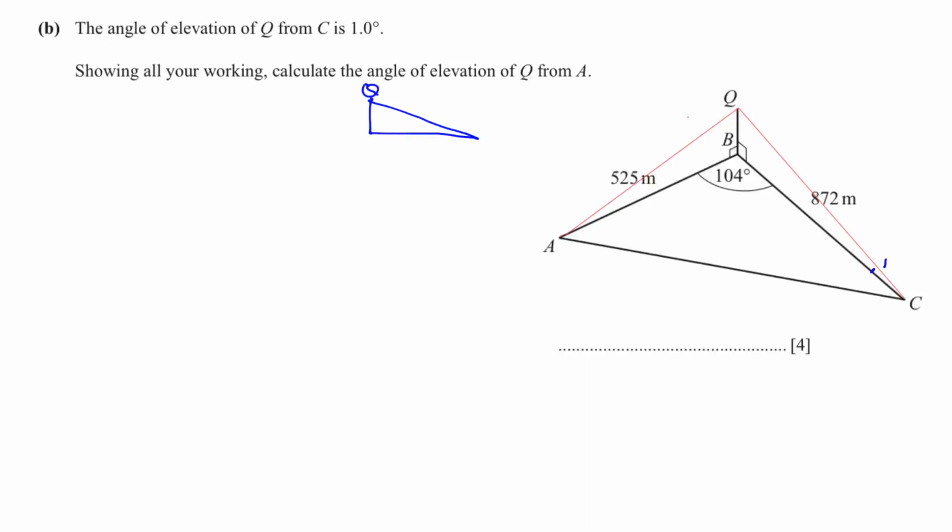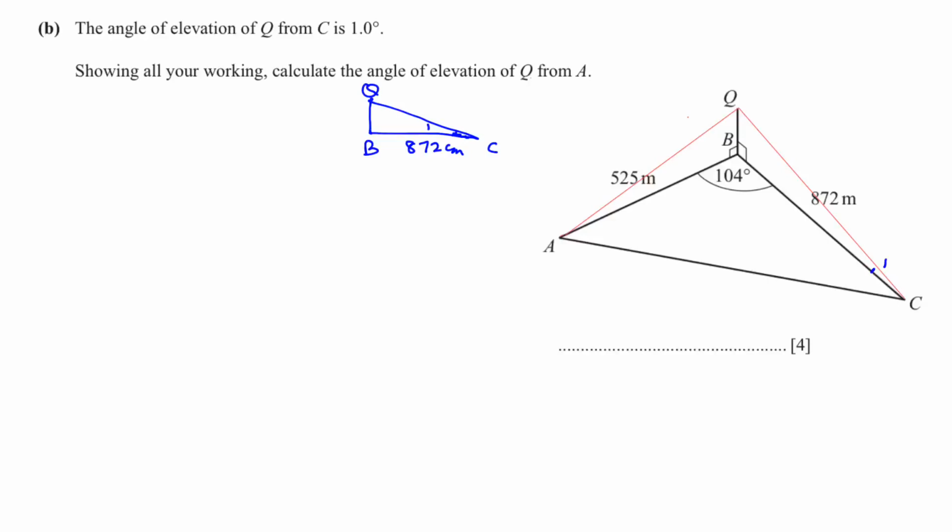This is Q, B and C. The elevation is 1 degree and the side is 872 meters. Whenever you have been given a side and an angle and you want to find the second side, we use trigonometry.